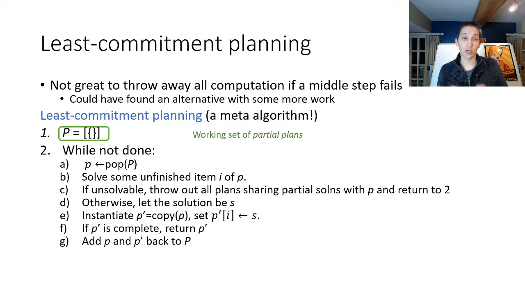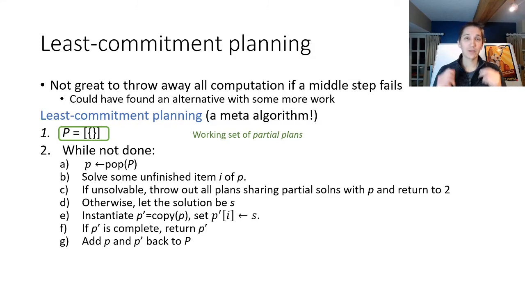So the idea is this: we'll start with an empty plan, and then while we're not done, we're going to pick a plan out from this list of this working set. We're going to try to solve some unfinished item of this plan, and if we found that this is not solvable, then P and all of the other plans that are partially the same plan as P will all be infeasible, and so we'll end up just throwing all of those out. Now, if we do solve the unfinished item, then we can create a new partial plan that adds that new item, the solution, into its item.